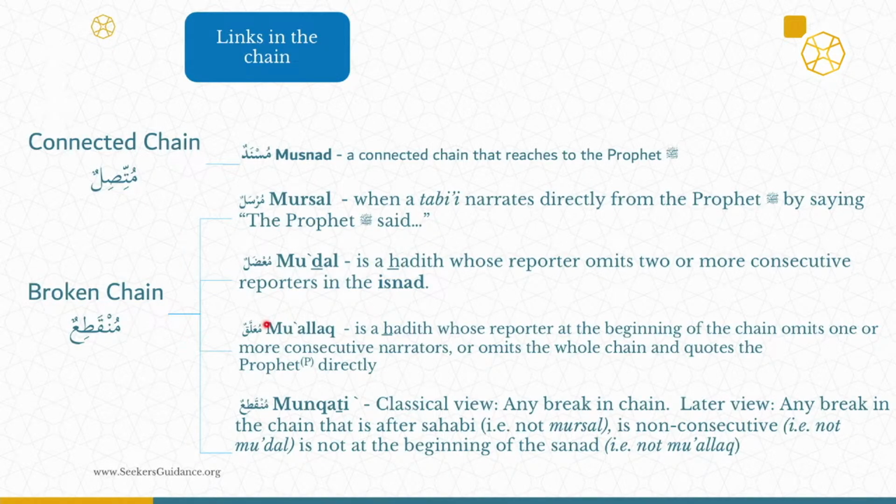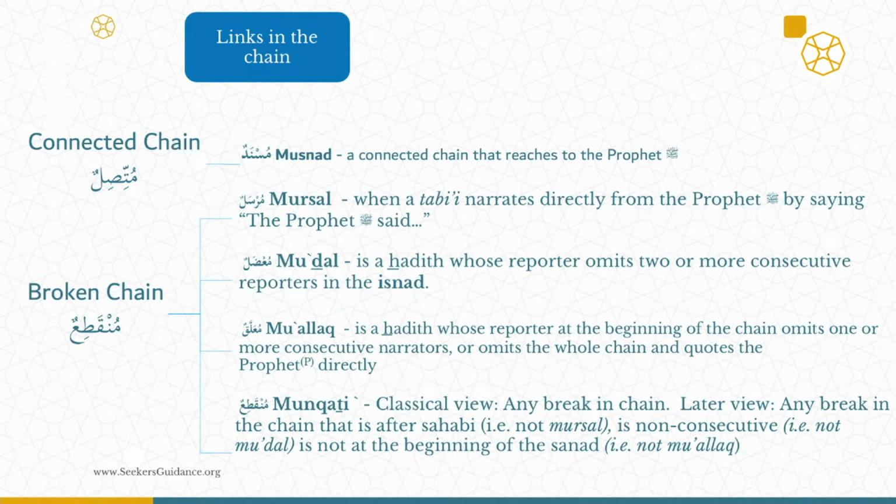So basically, mu'dal is when in the middle of the chain you have two or more consecutive missing links. So we don't know who this teacher is, nor this teacher's teacher. That creates a problem in the chain of inqita', the fact that the chain is severed, but in a way that is a bit more impactful than just having one missing link, for example. Moving on, the next type of missing link phenomenon is called mu'allaq.